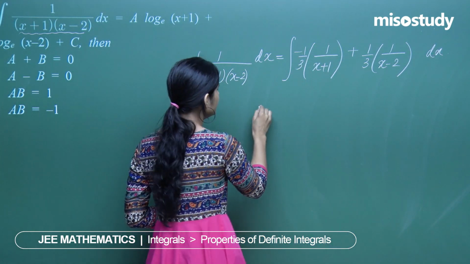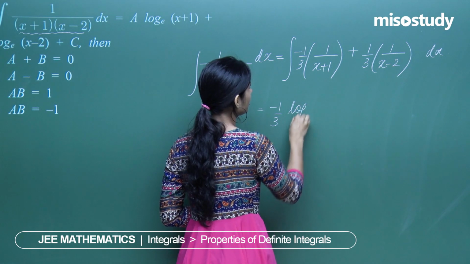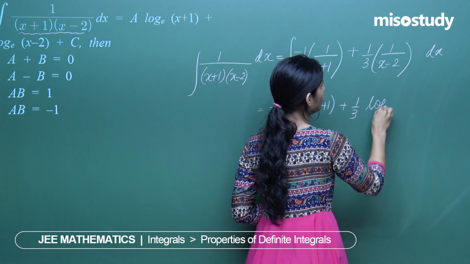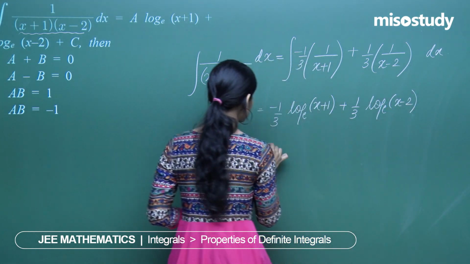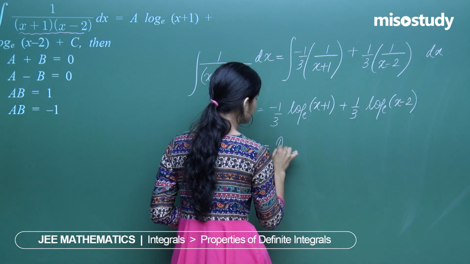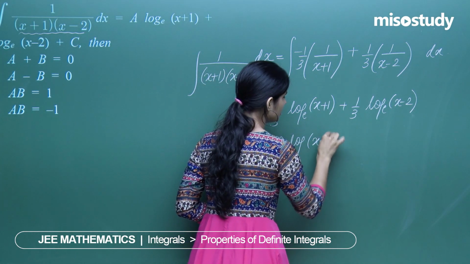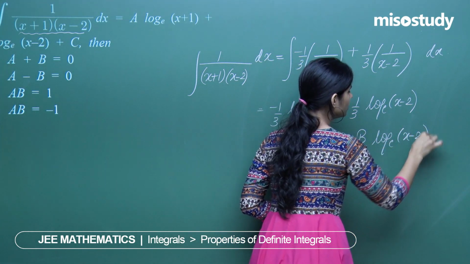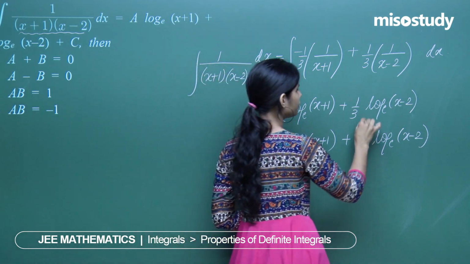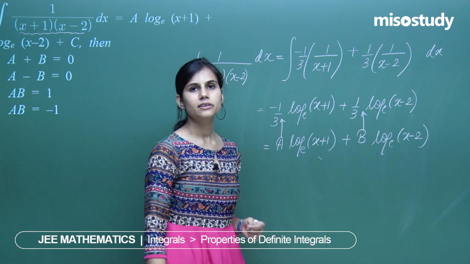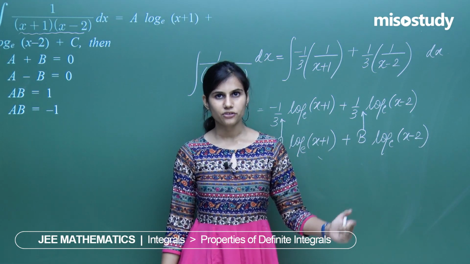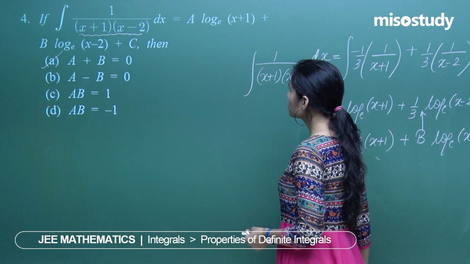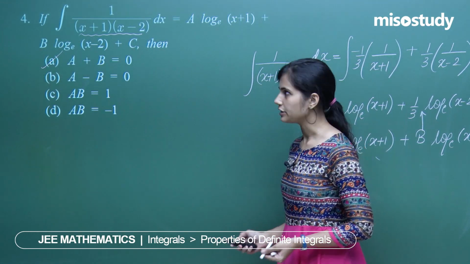Now it's very, very easy. This gives you minus 1 by 3 log of (x plus 1) plus 1 by 3 log of (x minus 2). And this is exactly equal to the expression a log (x plus 1) plus b log (x minus 2), and therefore you get that a is minus 1 by 3, b is 1 by 3, so a plus b clearly is coming out to be 1 by 3 plus minus 1 by 3, which is 0. Easy enough question, just using the very partial fraction scenario of integration.